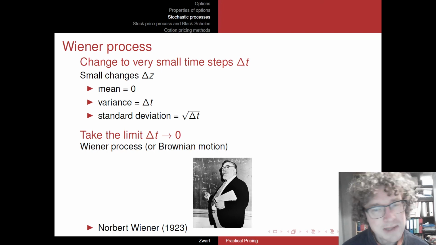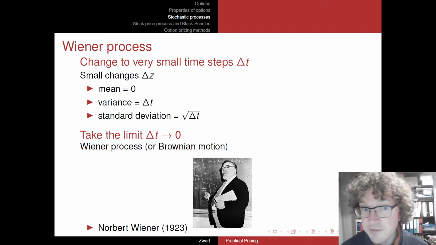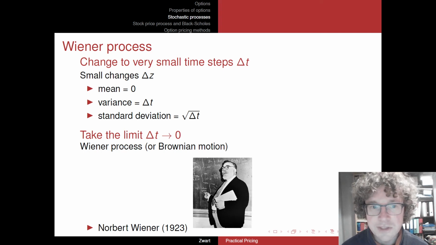So what he did was, well, let's take the limit. As we take this time interval smaller and smaller, going to 0, these small changes that we get in each of these very small time intervals will still have mean 0. They will have a variance equal to the size of this time step, delta t, so it gets very small. The standard deviation of these time steps is going to be the square root of delta t. And let's then take the limit of delta t going to 0. Well, if you do that rigorously, this is called a Wiener process or Brownian motion.